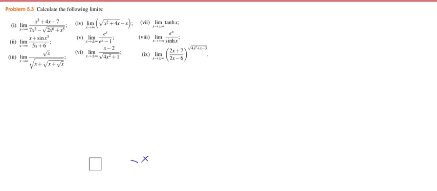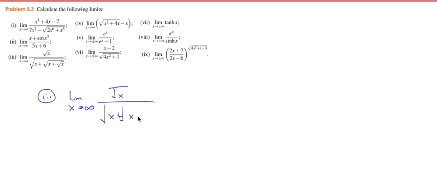Now let's do the limit when x goes to infinity of the square root of x divided by the square root of x plus the square root of x. Sorry, wait a minute. How to say this? This is the square root of x plus the square root of x plus the square root of x. Okay, which is kind of crazy to say.